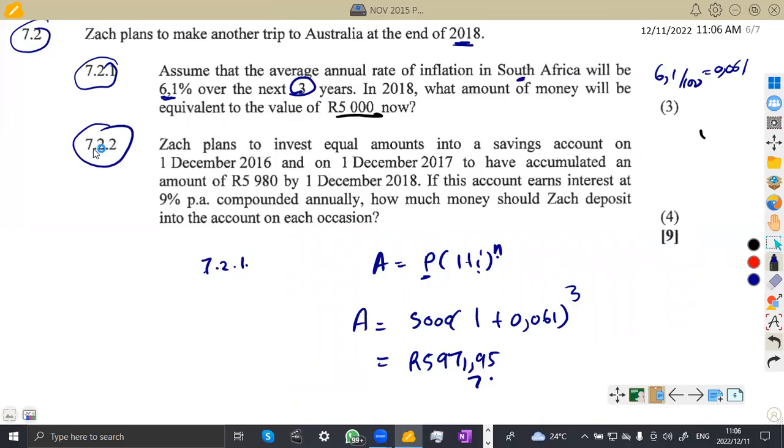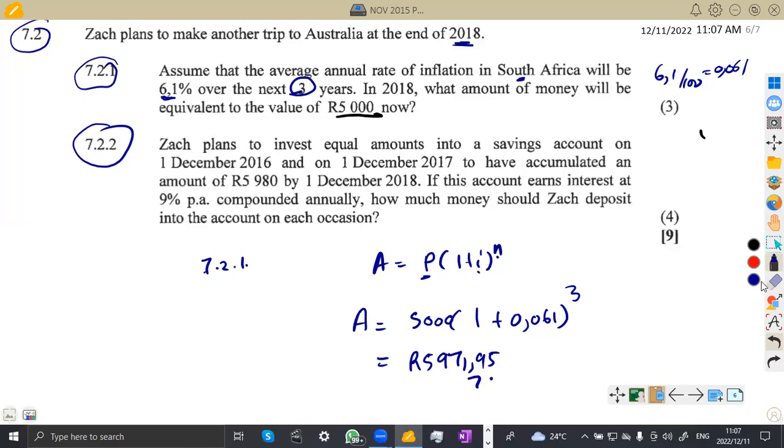The 7.22: Zek plans to invest equal amounts into a savings account on 1 December 2016 and 1 December 2017 to have accumulated an amount of 5,980 by the end of 1 December 2018. If this account earns interest at 9% per annum compounded annually, how much money should Zek deposit into the account on each occasion?